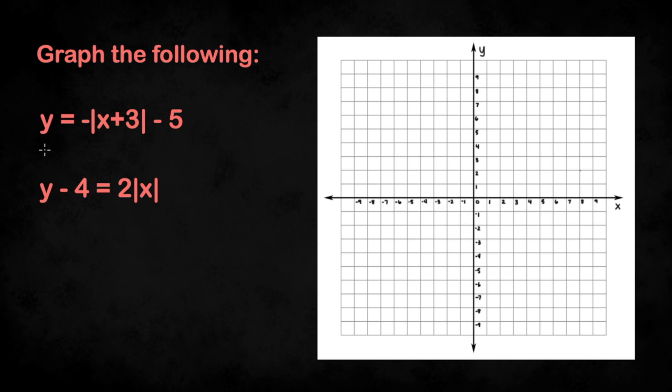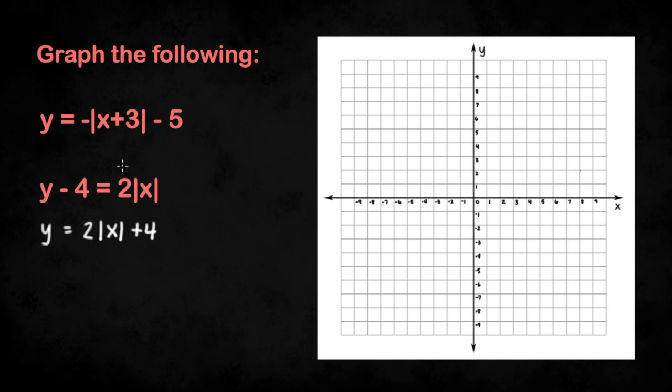Here we can see that the first equation is in this form, but the second one needs to have y isolated on one side. To do this, we can add 4 to both sides to get y is equal to 2 times the absolute value of x plus 4. Now that both equations are in the form y equals a times the absolute value of x minus h plus k, we can begin graphing.